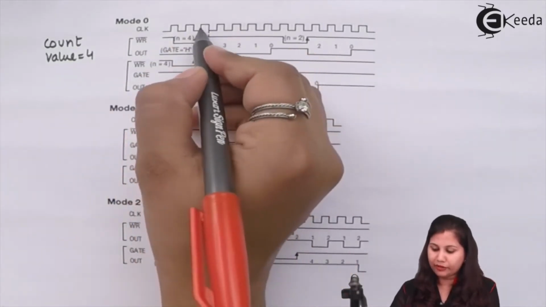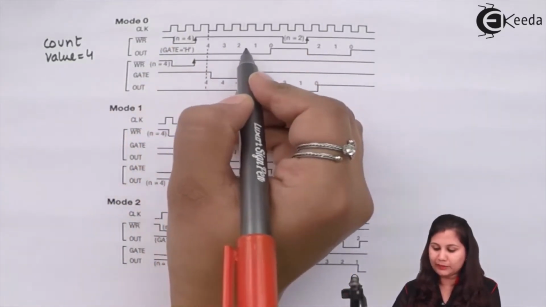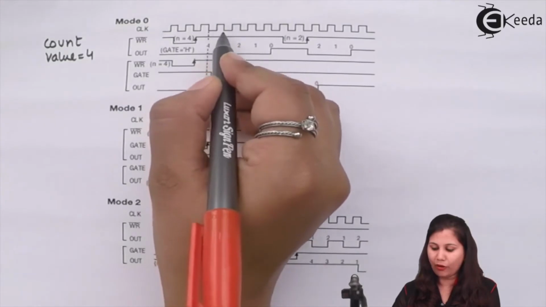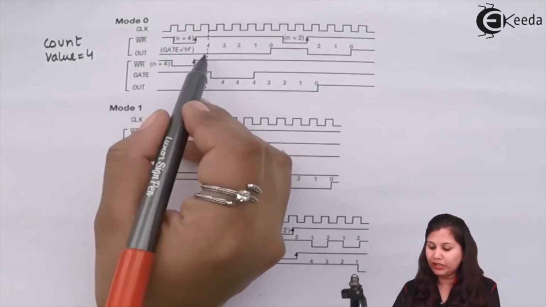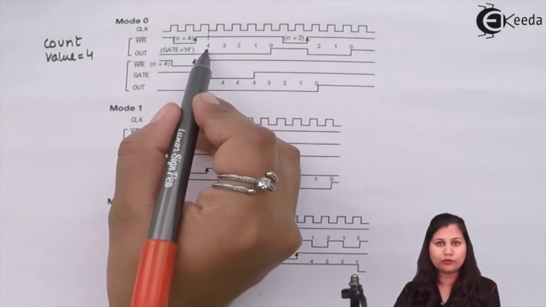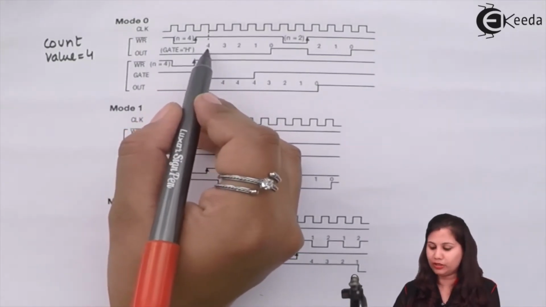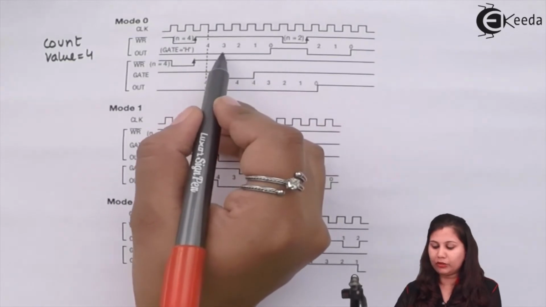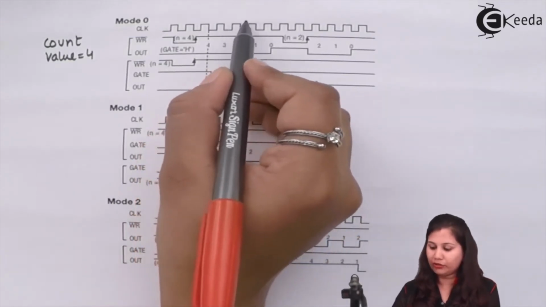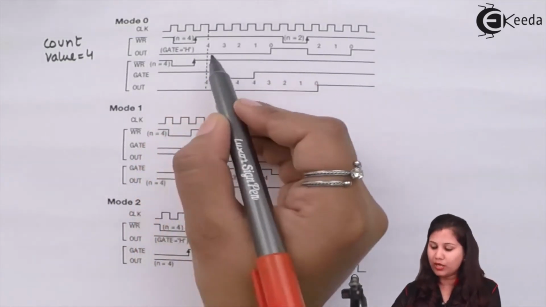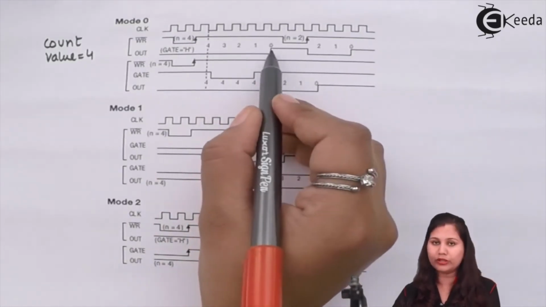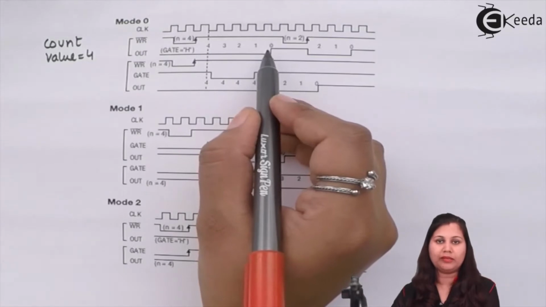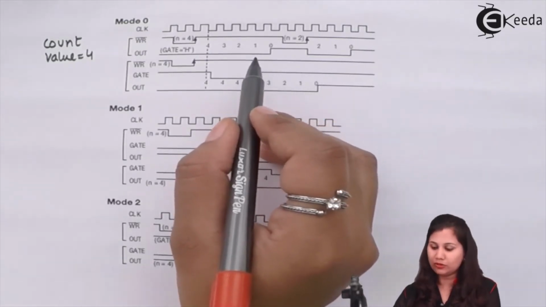So after one clock pulse the counting has started, and at every clock pulse the count value is decremented by 1. Initially the count value 4 was loaded into the counter. So after one clock pulse it becomes 3, after one clock pulse it becomes 2, till its value comes to 0. And 0 is the terminal count, means the counter value has become 0.